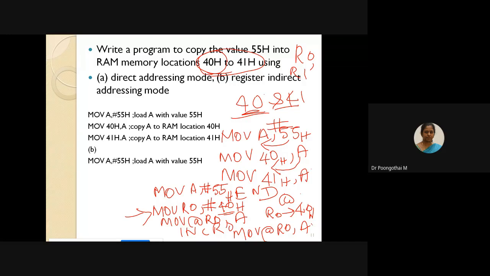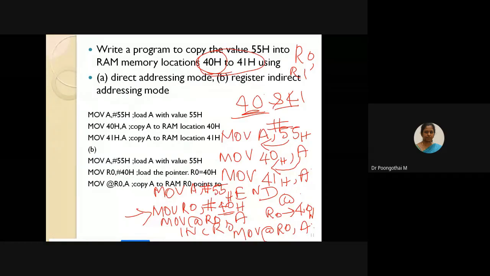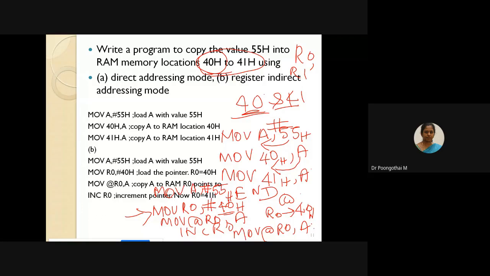So first MOV A, #55. #40H is loaded into R0. After that, we are configuring that R0 as a pointer by incorporating the @ symbol. So the content of the accumulator is moved into the internal RAM memory location pointed to by which address? 40. And next, INC R0. So it's pointing to 41. After that, MOV @R0, A. So this instruction is used to copy the content of the accumulator into the internal RAM memory location pointed to by 41.